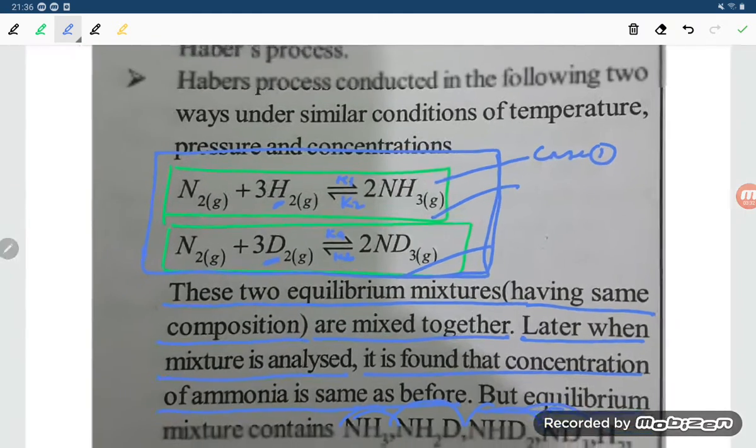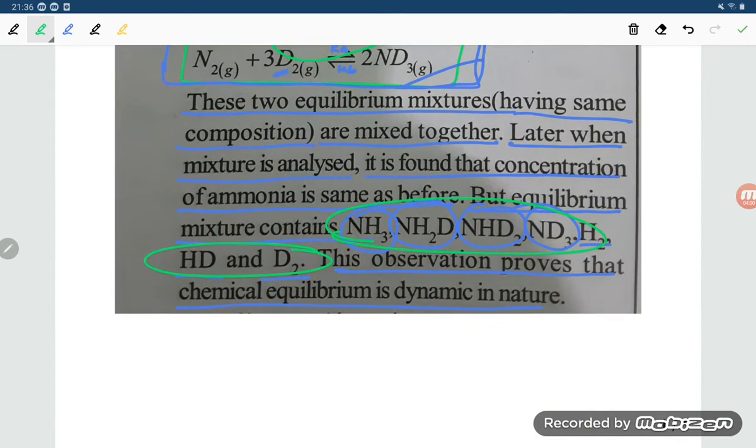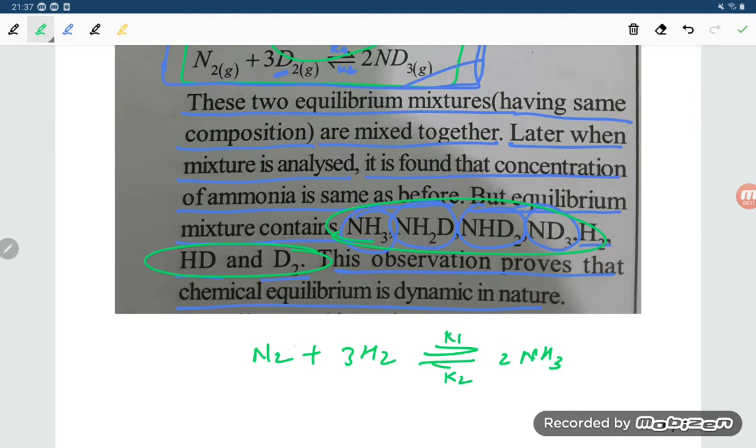What is the meaning of this? Why did the student get confused? Although there are so many things in the mixture, since this is a dynamic equilibrium, as much N2 plus 3H2 is combining, that much NH3 is forming and that much is decomposing. In the mixture, many components are there. N2 plus 3H2 gives rise to NH3, with K1 and K2 both being constant.